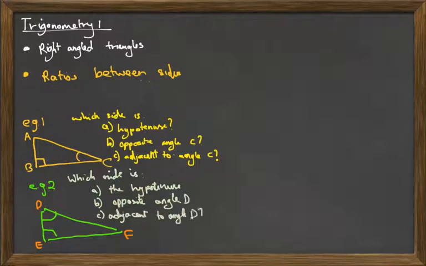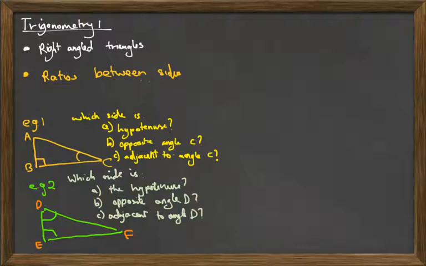So, with example 1 then, you're going to be looking at the first question. Which side is the hypotenuse of that triangle drawn? The second question, B, is: which side is opposite angle C? And finally, for question C, which side is adjacent to angle C?